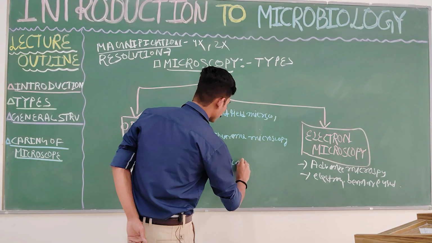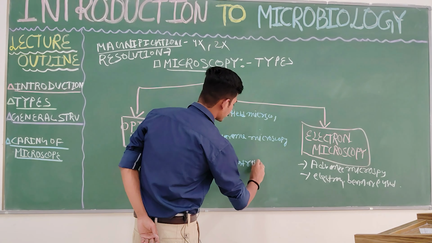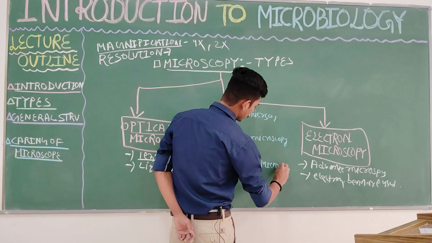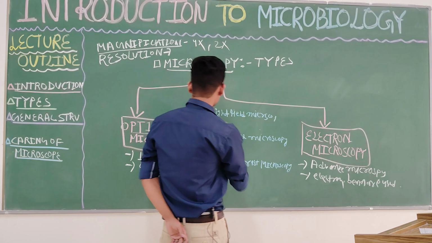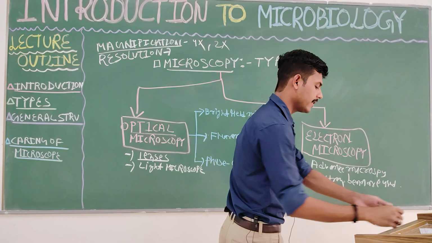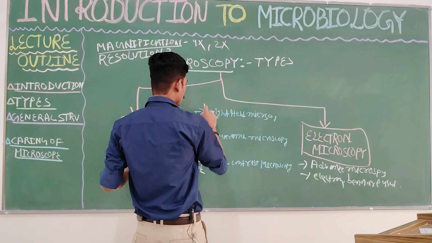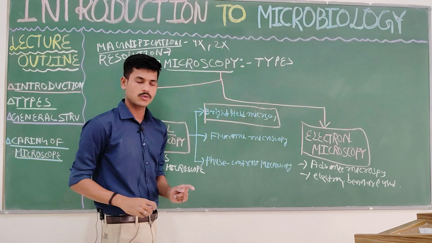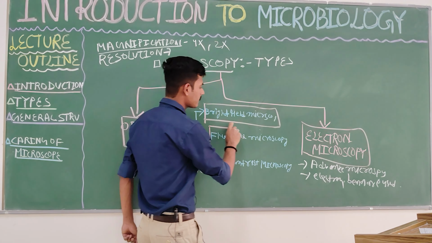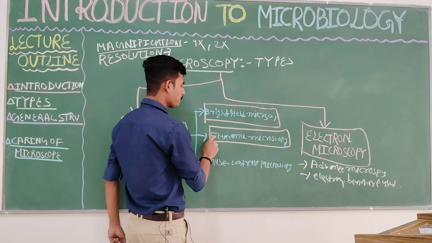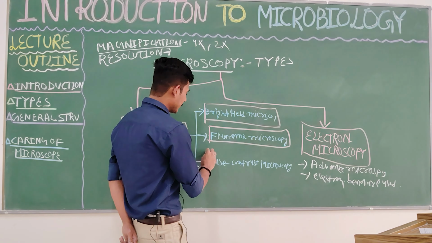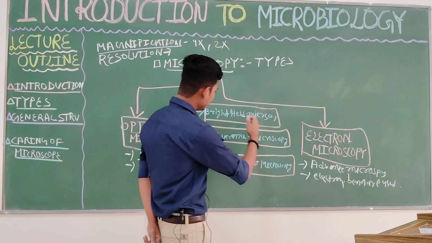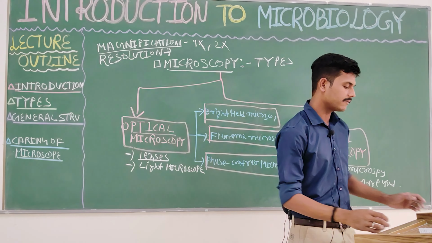These are the three different types of optical microscope. The first one is bright field microscopy, another one is fluorescence microscopy, and the next one is phase contrast microscopy. Now, these three different microscopes have different purposes.